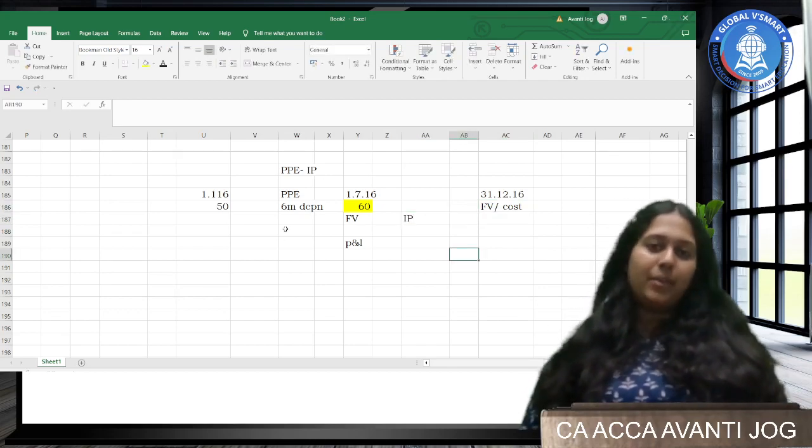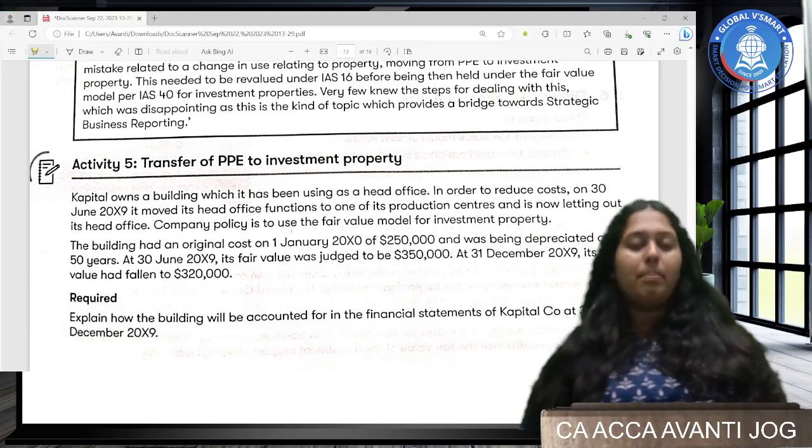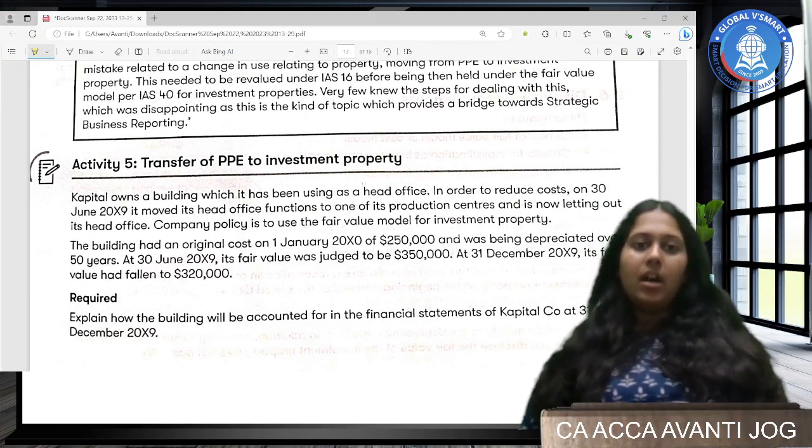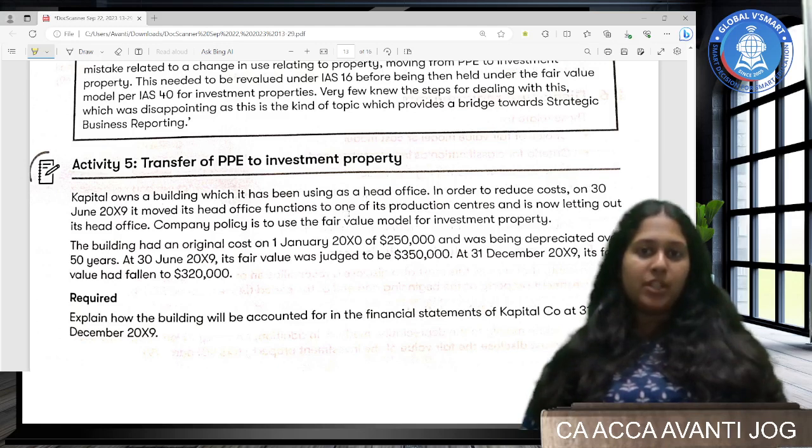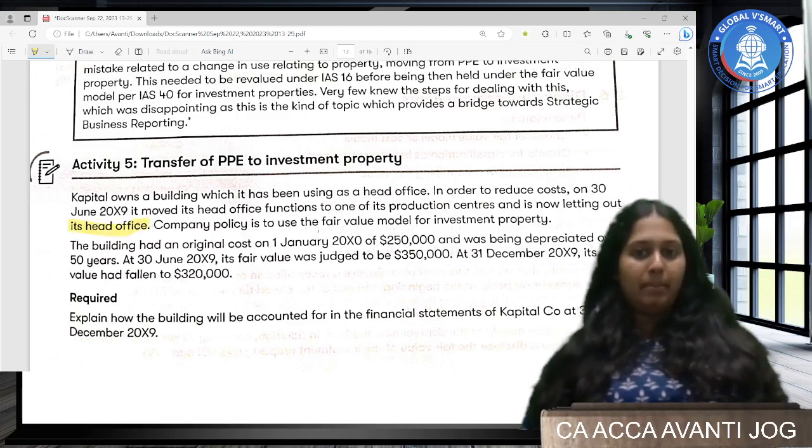Okay, so in this manner we'll do the transfer from IP to PP or PP to IP. I have an example here. Owns a building which was previously a head office. In order to reduce costs, it moved its head office to one of its production centers and is now letting out its head office. Okay, so PP to IP uses a fair value for IP. Building had an original cost on 1 July 2010 of 2,50,000 and depreciated over 50 years. 9 years later, that is 30th June 2019, sorry, 9.5 years later, you transfer it as IP and fair value is 3,50,000. At the end of the year, the value has fallen to 320.